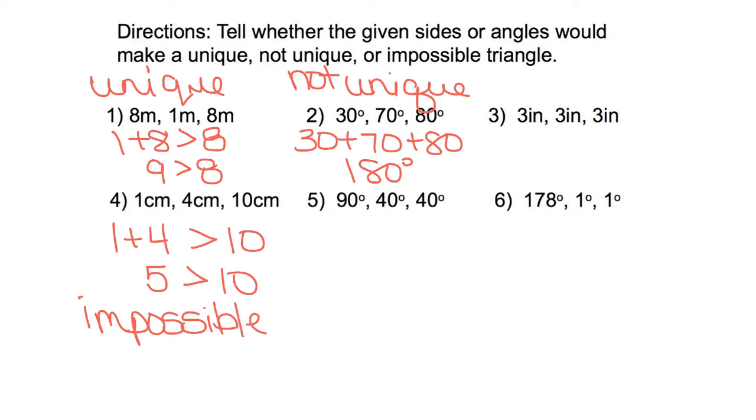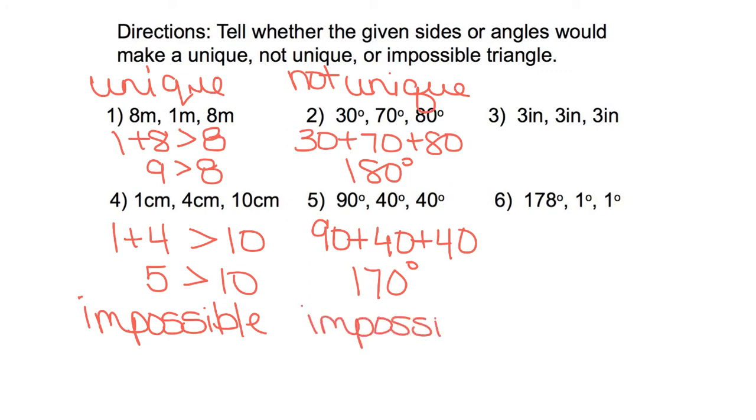Number 5. There are some angle measures. Angles have to add up to 180. So 90 plus 40 plus 40, when I add those together, I get 170 degrees. 170 is not enough to make a triangle, so again, this is going to be impossible.